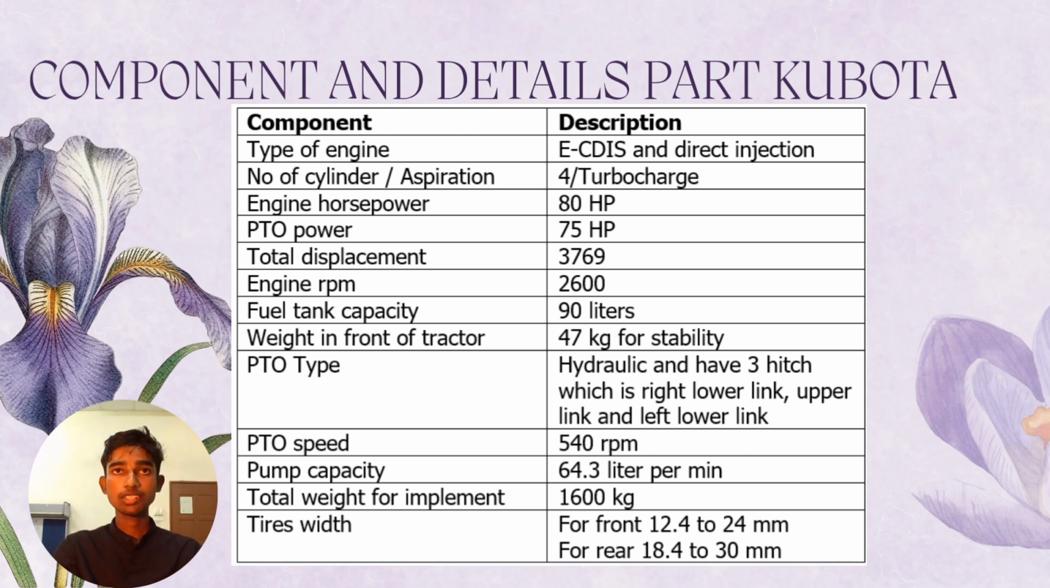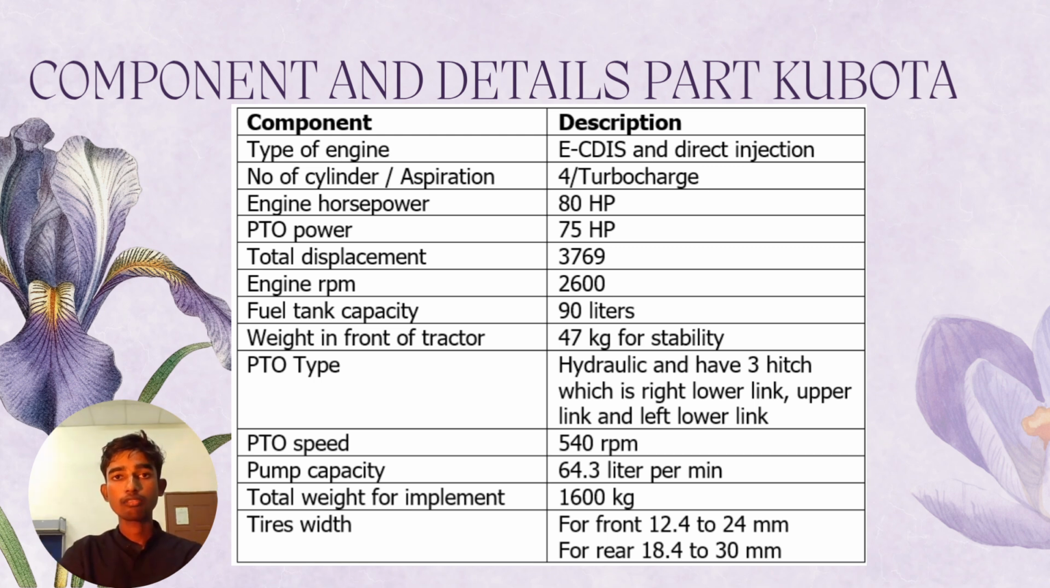If you look at the engine RPM that we got for this Kubota, it is 2,600 RPM, which is the engine revolutions per minute, meaning optimum power speed, full power and efficiency, which helps this Kubota to do heavy work at the farm.